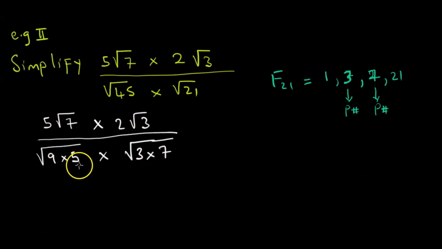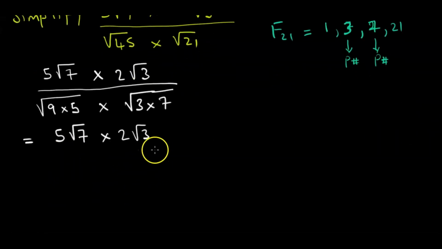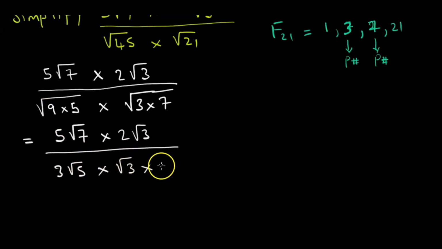Then the square root of 45, we are just simplifying it. So what is this going to be equal to? This is equal to 5 the square root of 7 times 2 the square root of 3 over 3 the square root of 5 times the square root of 3 times the square root of 7, like this.